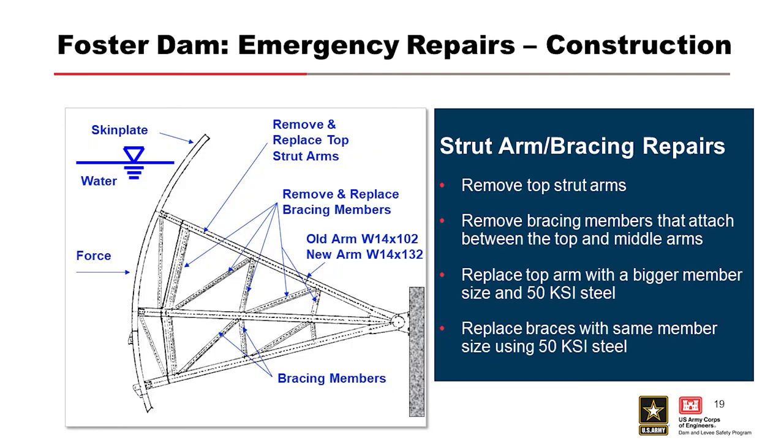Again, still talking on Foster Dam, here are the repairs that were actually made to those gates. So the top strut arms were completely removed and replaced with a larger member. They went from a 14 by 102 to a 14 by 132. And in addition, these would have been constructed with A36 steel, and these were replaced with a higher strength steel, the 50 KSI. These braces were removed and replaced in kind, same size member, but they were also replaced with a higher strength steel.